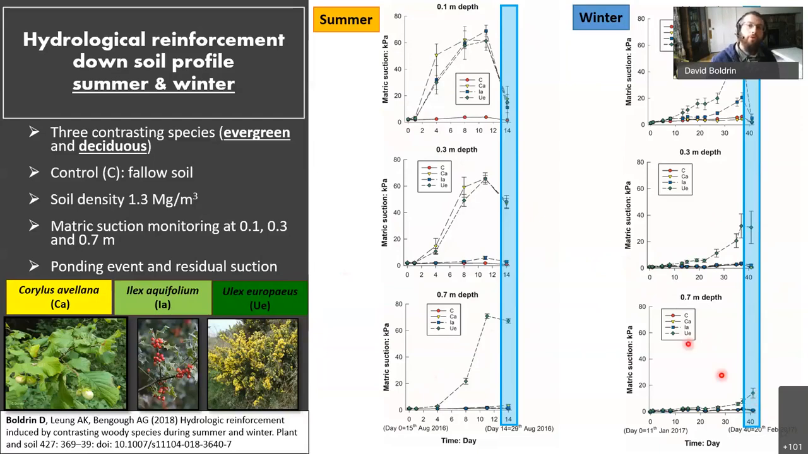So we want also to look at the residual suction after heavy rain events. And so we simulate two heavy rain events, one at the end of a summer monitoring period and one at the end of a winter monitoring period. And as you can see here, the simulation of heavy rain events destroys the matric suction in the shallow soil layers, but we are able to maintain some residual suction in the deeper soil layer. So in this case, the deeper soil layer is not affected by the heavy rain event.